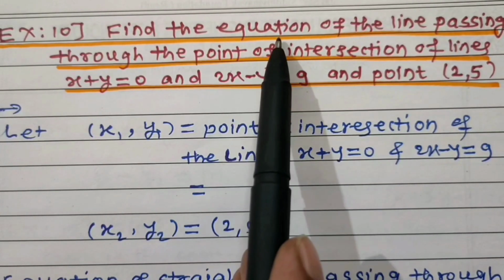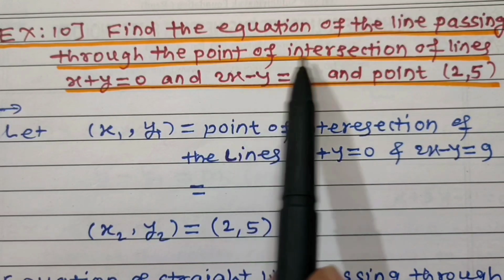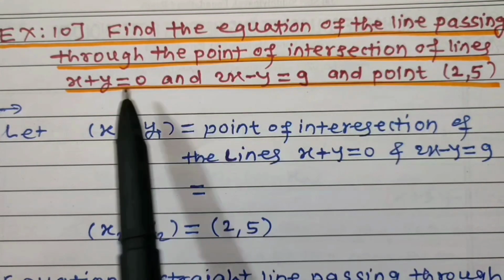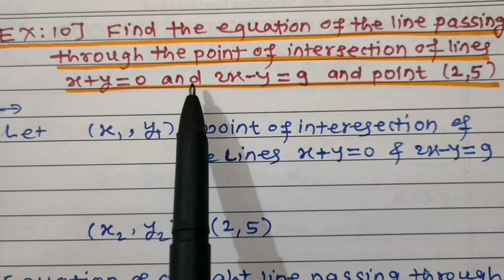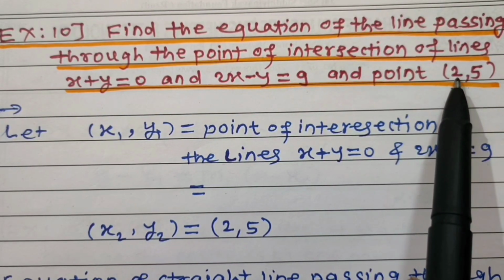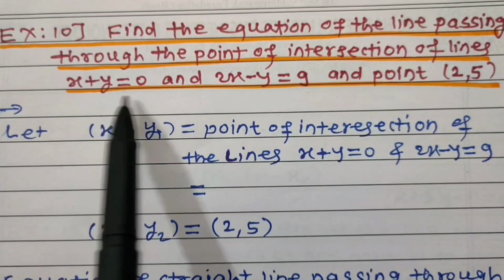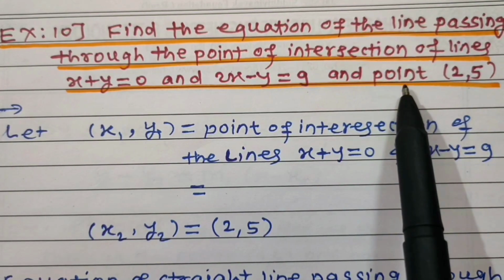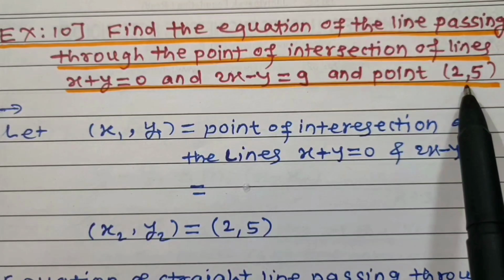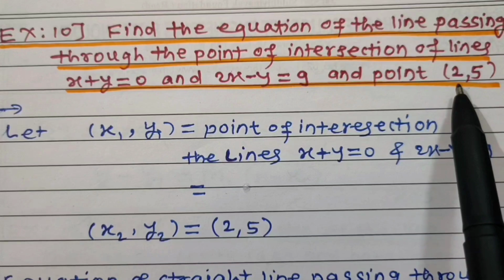Find the equation of the line passing through the point of intersection of lines x plus y is equal to 0 and 2x minus y is equal to 9, and the point (2, 5). It means the required line passes through the point of intersection of these two lines, and one more point lying on the straight line is (2, 5). Two points lying on the straight line are given, and hence we have to find the equation of the straight line.